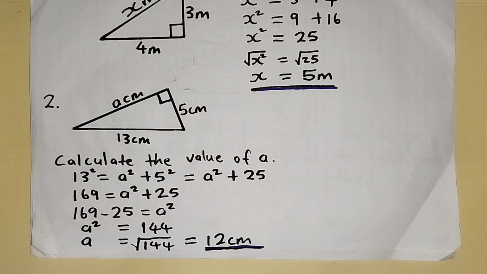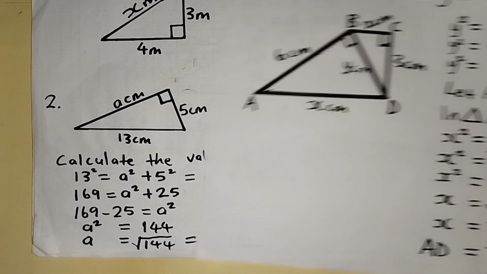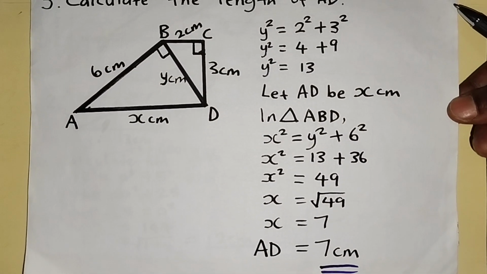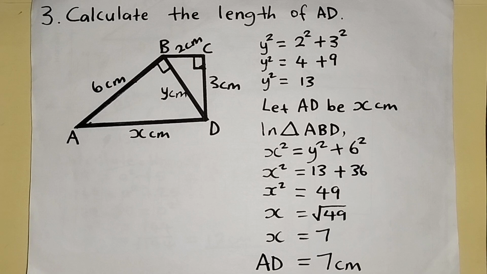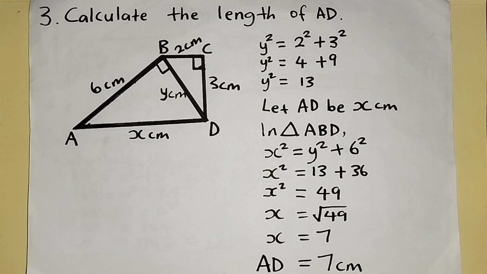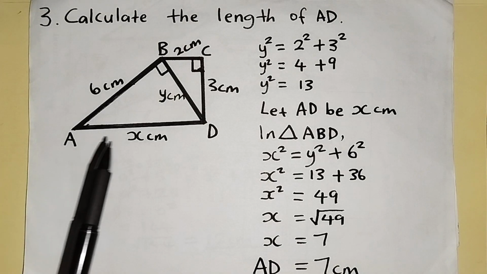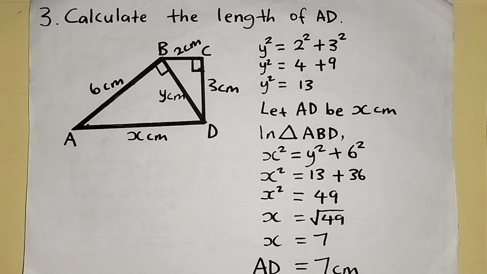Let me give you the final question on Pythagoras theorem. Here in this question, I've got two right-angled triangles. The first one is BCD, the smaller one, and ABD. You want to calculate the length of AD, which is this side, also represented using the letter x.